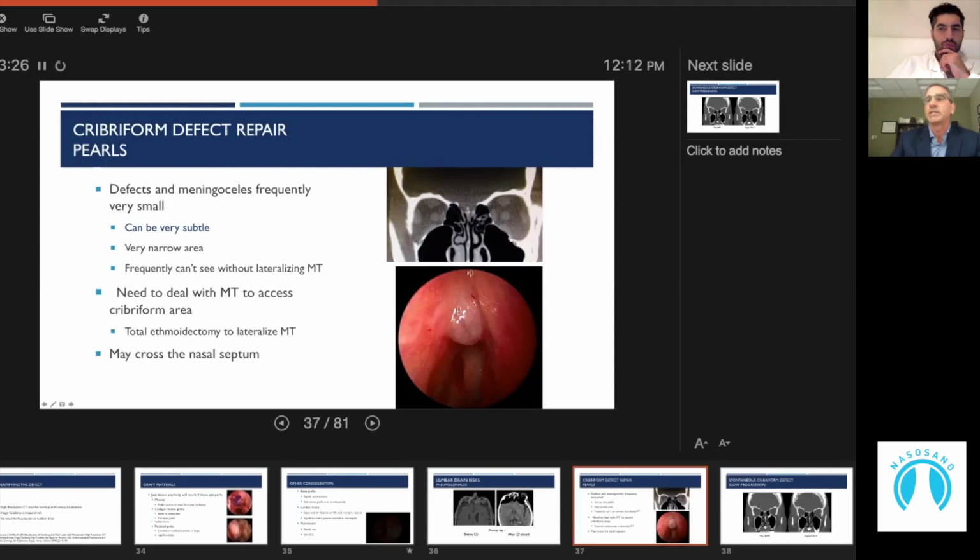Endoscopically, if we can get into that central compartment of the nose, we're going to see a little bleb, a little area that represents a meningocele. Frequently, we can't see these in the office because we can't get into this central area without manipulating the middle and superior turbinate. When we think about repair, we need to think about how are we going to address the middle turbinate? Are we going to resect it, or are we going to preserve it? And these defects can also cross the nasal septum, and I'll show an example of that. We also need to think about the olfactory fibers.